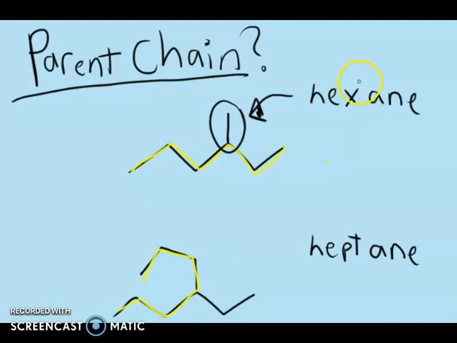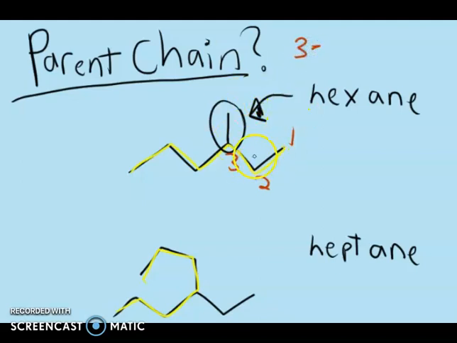Okay, so we're back here with our examples where we didn't quite know what to do with these branches. We've already got the first step done, which is to find the parent chain. Now we need to number to get to our substituent as fast as possible. So if you start from the left, you'll get 1, 2, 3, 4. But if you start from the right, you'll get 1, 2, 3. So let me draw in 1, 2, 3. Now we know we're going to have something on our third carbon, so we can write in right now 3 and a dash.